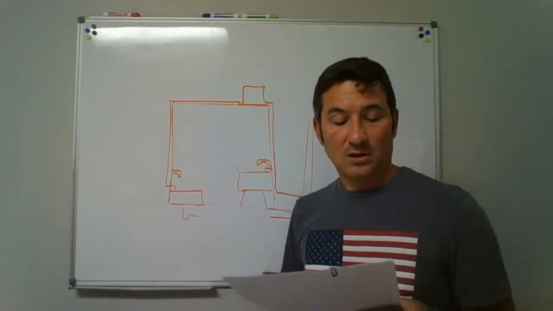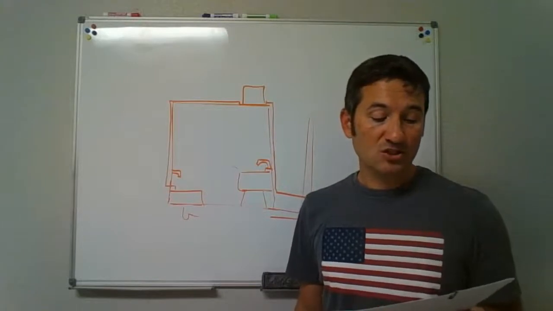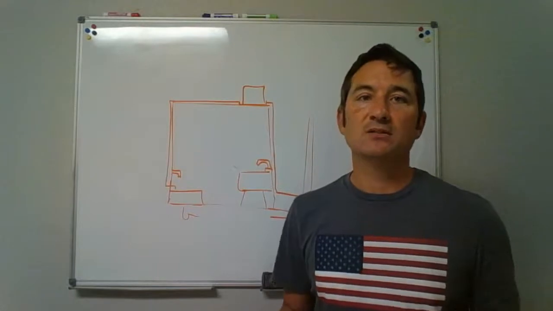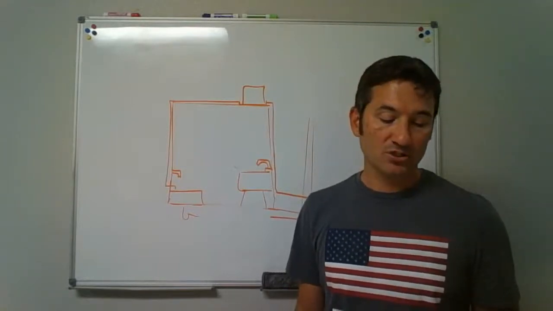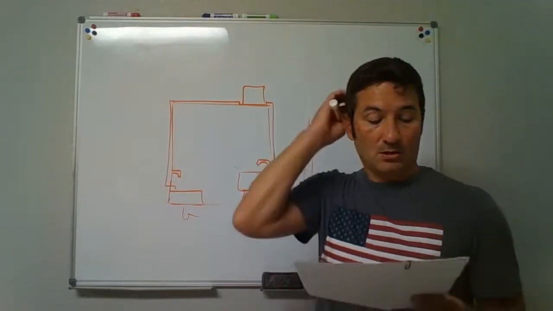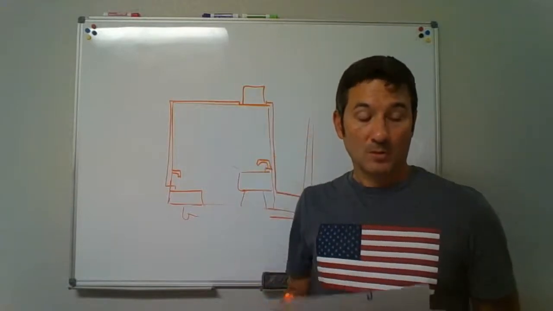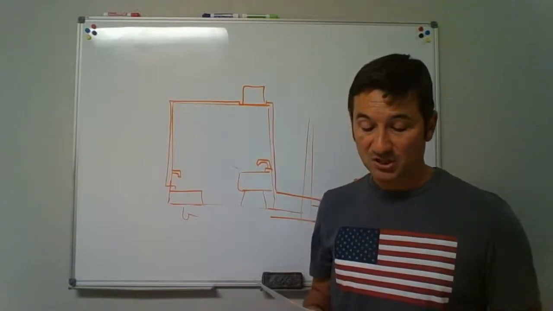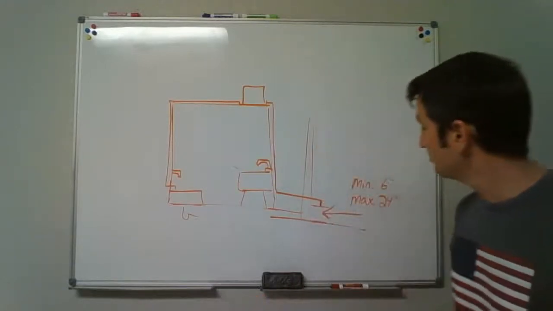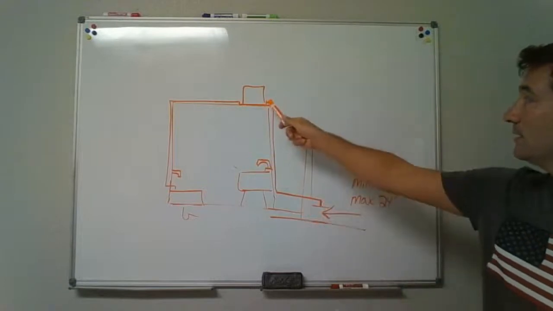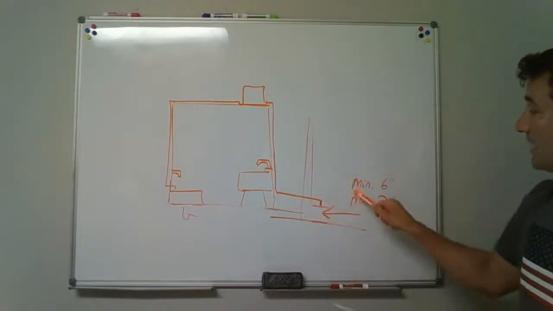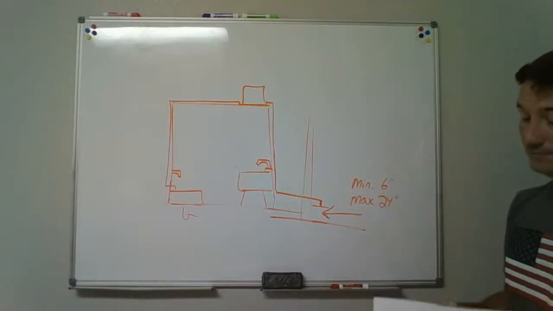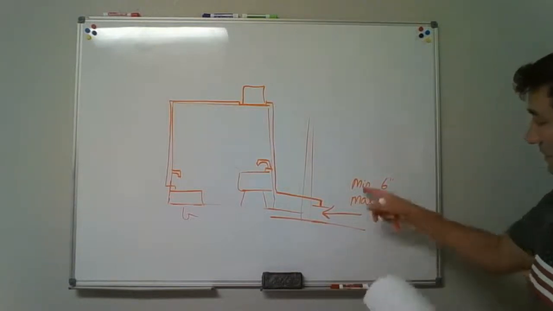Question 5. A water heater cannot be installed in an attic. Is that a true or false statement? Number 6. A pan drain that drains to the outside must terminate at least 6 inches above the ground. Is that true or false? There it is.